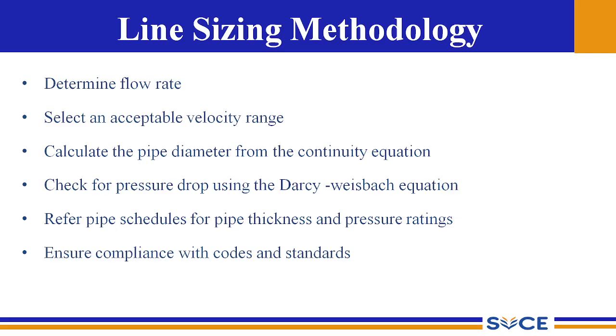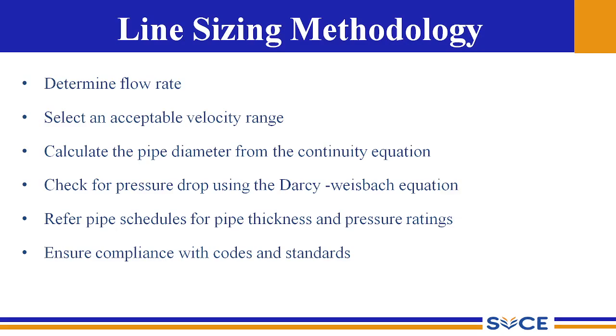After calculating the pipe diameter, we need to check the pressure drop using the Darcy-Weisbach equation, whether the pressure drop is within the allowable limits. Before determining the pressure drop using the Darcy-Weisbach equation, we need to know the value of the friction factor. To find the value of the friction factor, we need to use the Moody's chart. Moody's chart gives the relationship between friction factor and the Reynolds number.